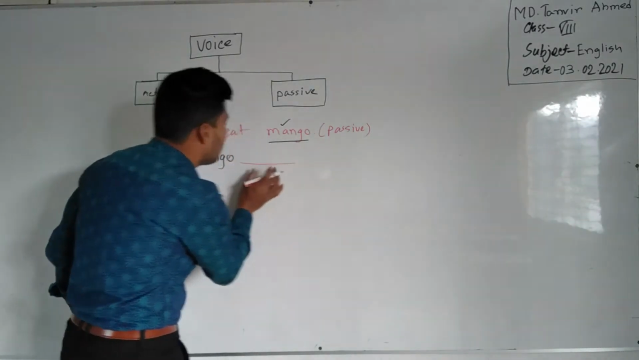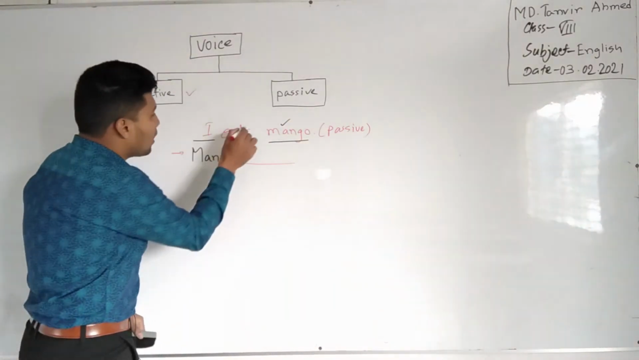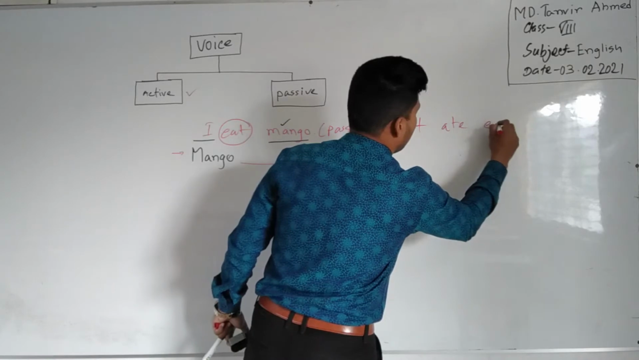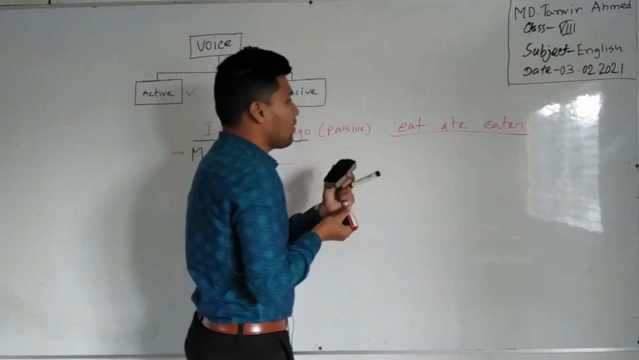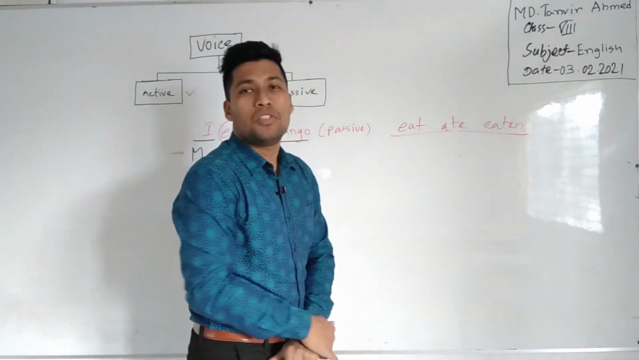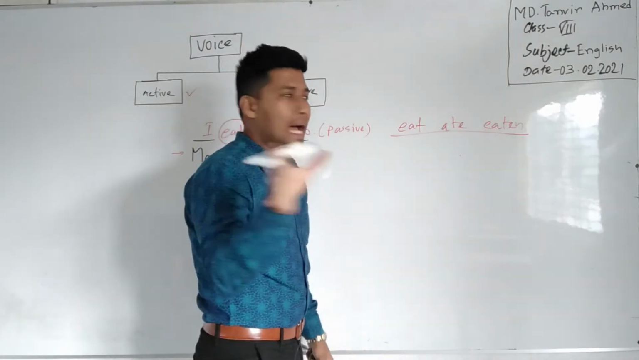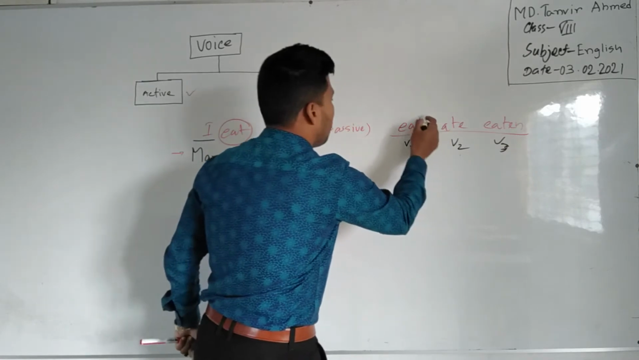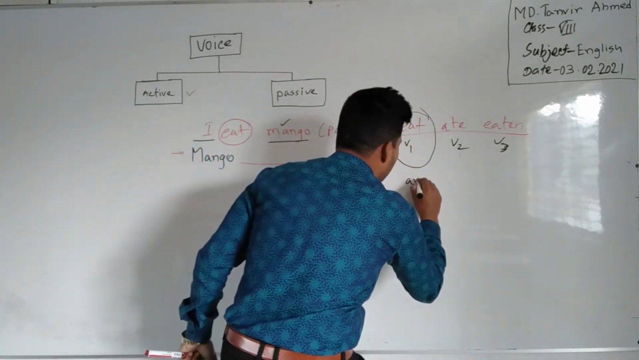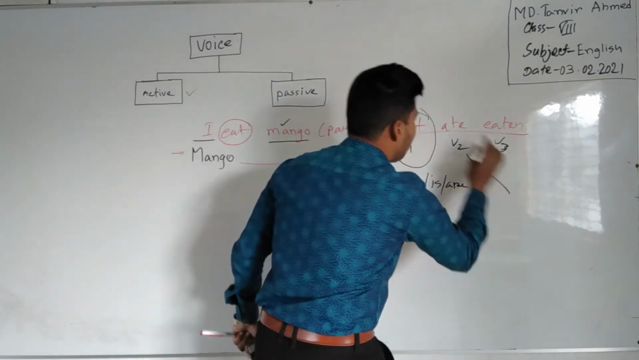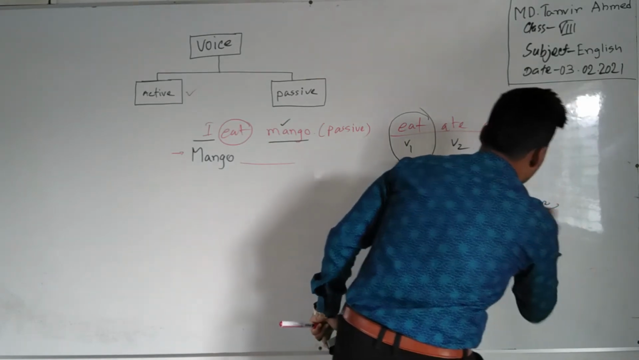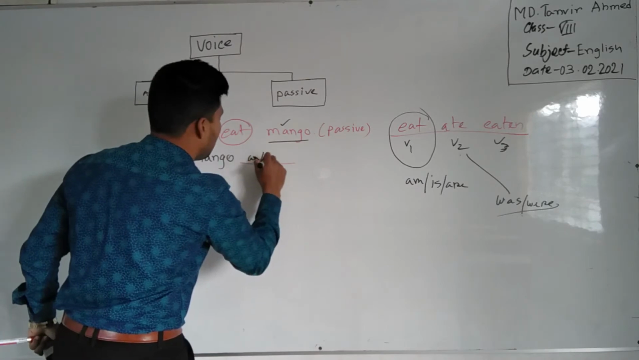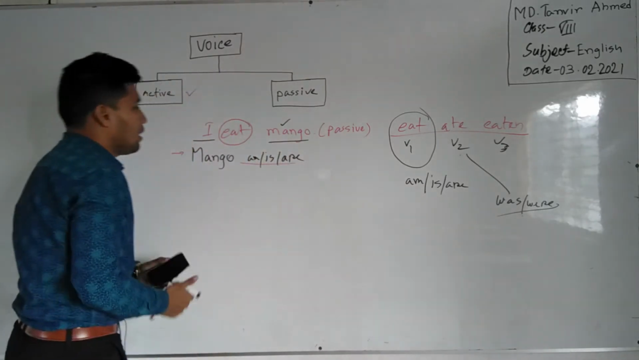Now I have to write down an auxiliary verb according to the verb of the given sentence. Eat, we know: eat, ate, eaten. I have already discussed the conjugation of verbs in the previous classes, so you can check the details in my previous video. This is V1, this is V2, and this is V3. If the verb is in V1, my auxiliaries will be am, is, are. If the verb is in V2, my auxiliaries will be was or were. Since the verb is in present form, I need to write down am, is, or are.